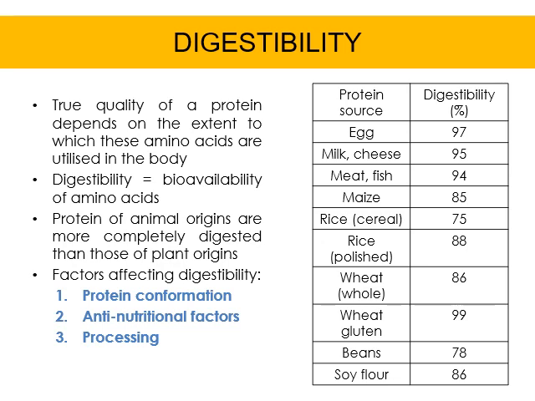Okay, this is because there are a few factors that can affect digestibility, such as the protein conformation itself, the anti-nutritional factors that you can find in legumes, as well as processing. So for protein conformation, fibrous protein is less easily digestible compared to globular proteins.